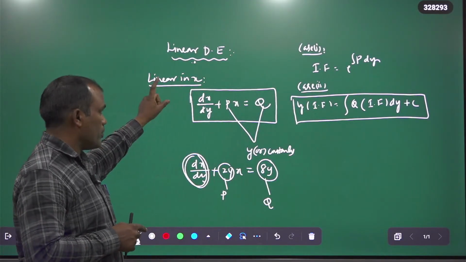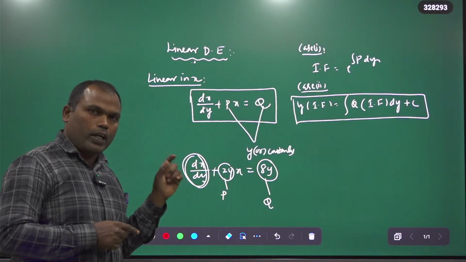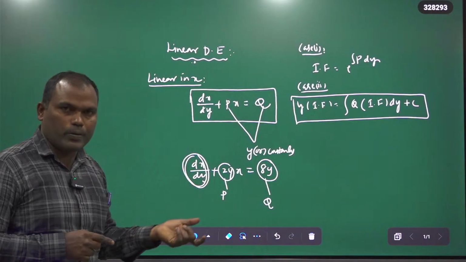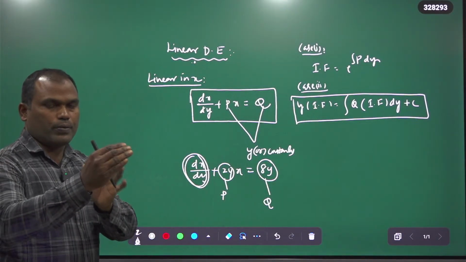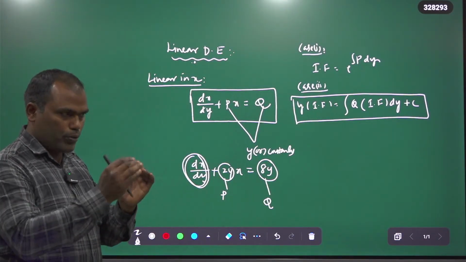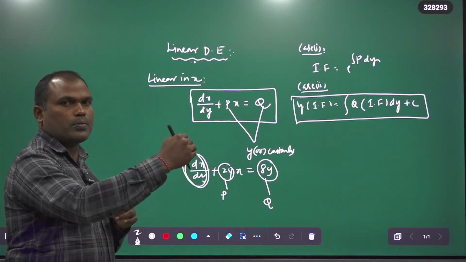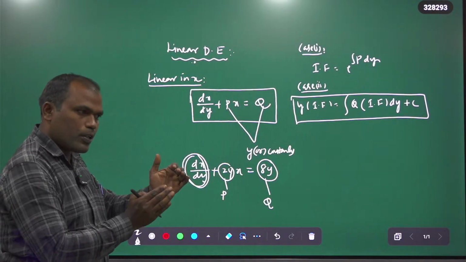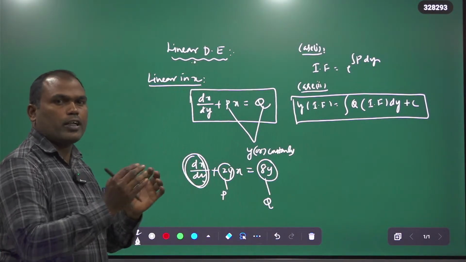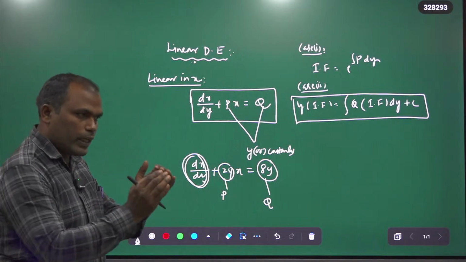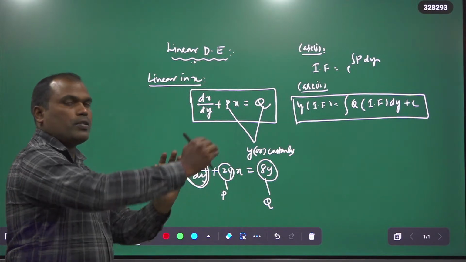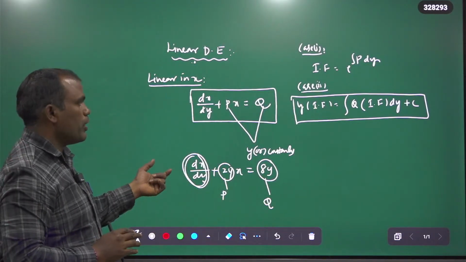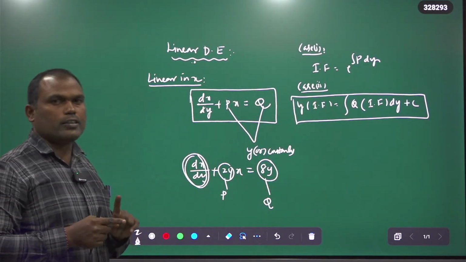Next, variable separable. A general equation of the form dy/dx = f(x)·f(y) is given. We should write all x terms on one side and all y terms on the other side. For example, if x and y are both variables, x variables go on one side and y variables on the other. Then we should integrate on both sides, and then we get the answer. That is variable separable.